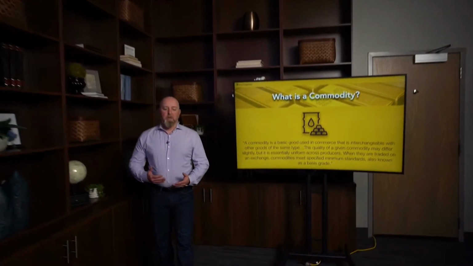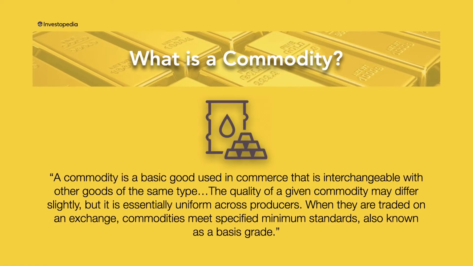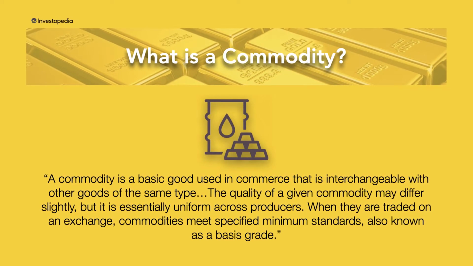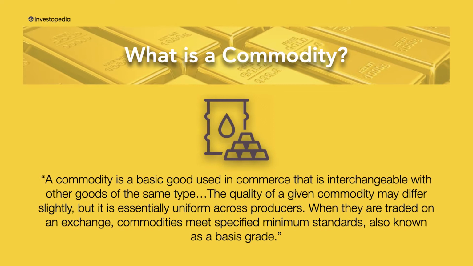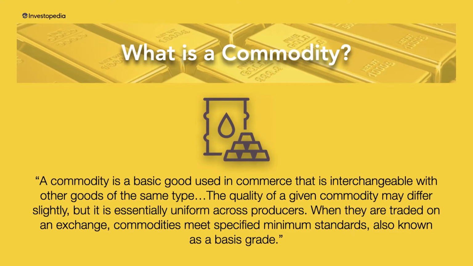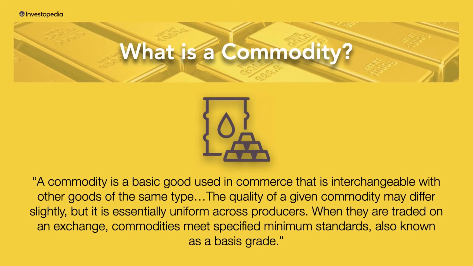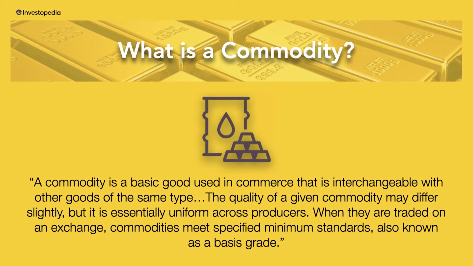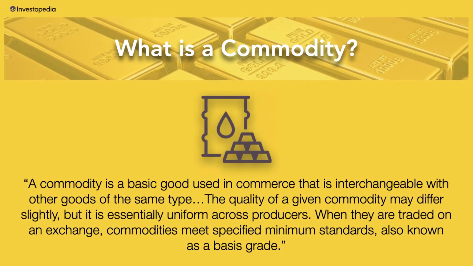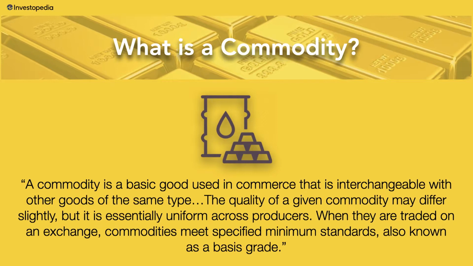And before we talk about the different ways to own gold in a portfolio, let's really talk about what a commodity is, because gold is a commodity. So if we look at Investopedia, they say that a commodity is a basic good used in commerce that is interchangeable with other goods of the same type. The quality of given commodities may differ slightly, but it's essentially uniform across producers. When they are traded on an exchange, commodities meet a specified minimum standard, also known as a basic grade.